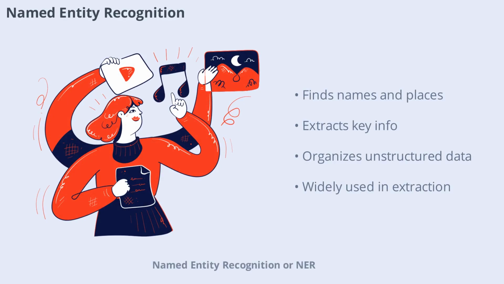Named entity recognition, or NER, is a technique that identifies and classifies key information in text, such as names of people, organizations, locations, and dates. NER is widely used in information extraction, helping systems pull out important details from large volumes of text. For example, NER can automatically find all company names in news articles or extract dates from emails. This technique is essential for organizing and making sense of unstructured data.